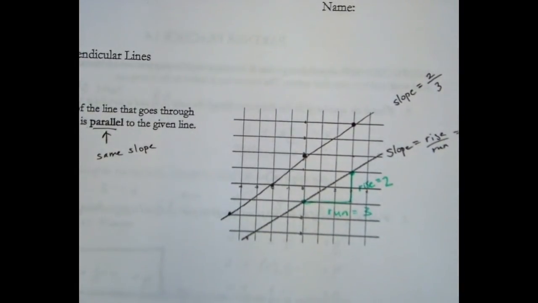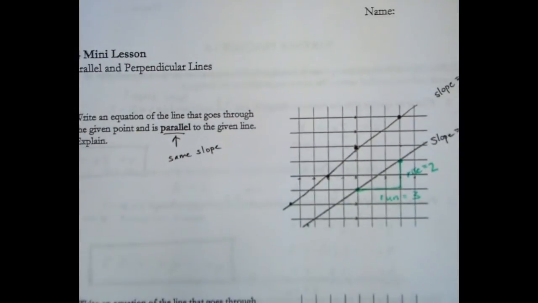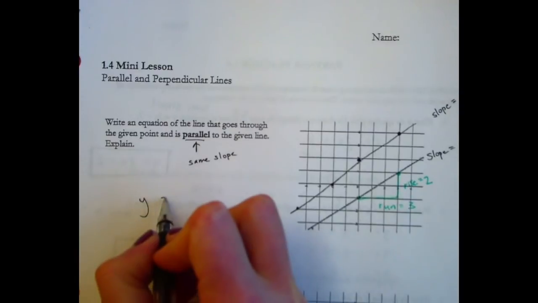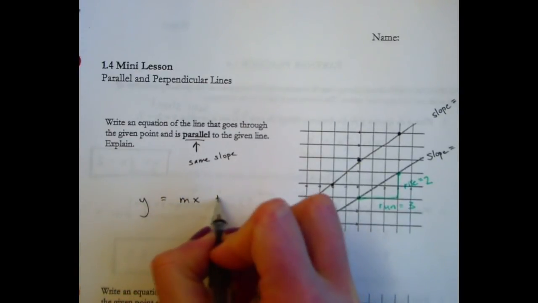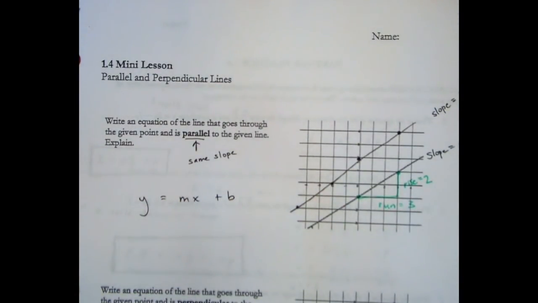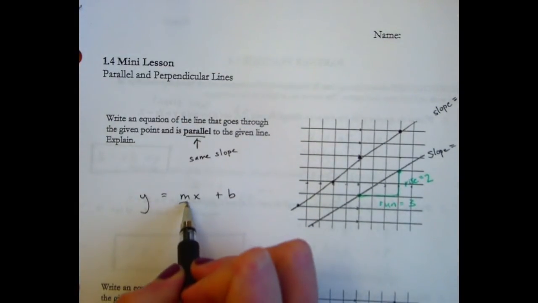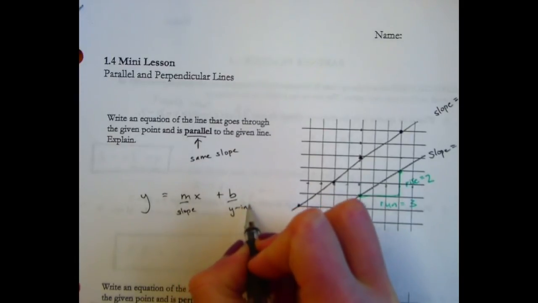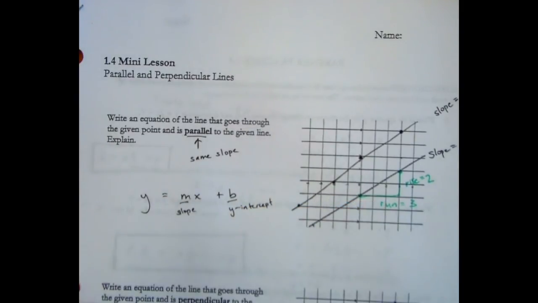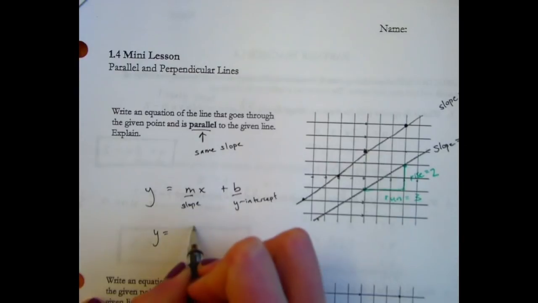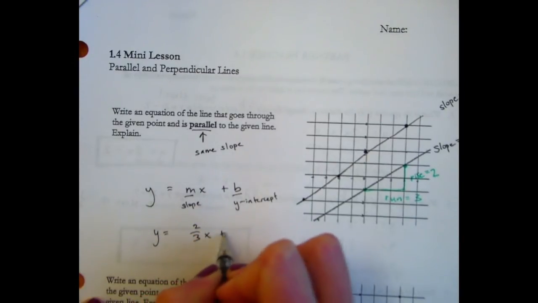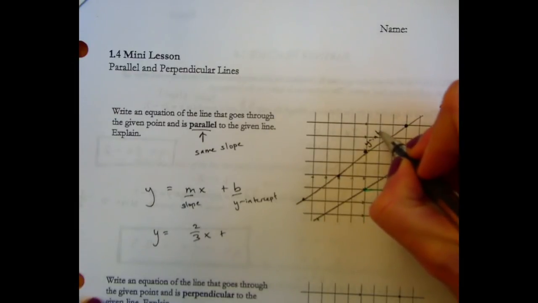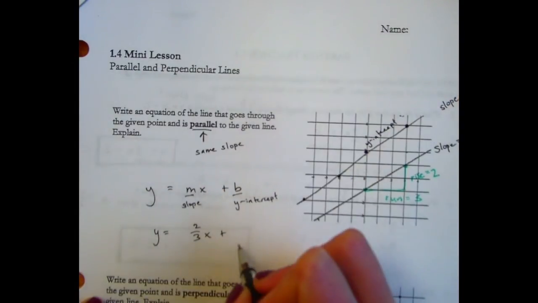So if I have y equals mx plus b as my equation, I'm going to go ahead and plug in my slope for m and my y-intercept for b. So I get y equals 2 over 3x plus, and then it looks like my y-intercept is equal to 2.